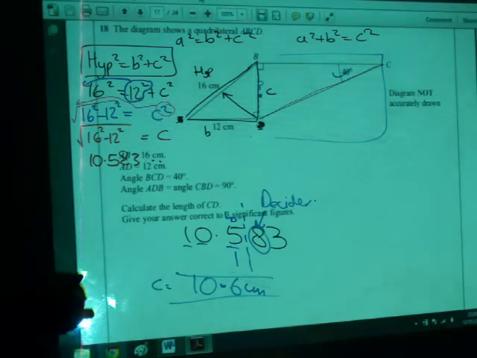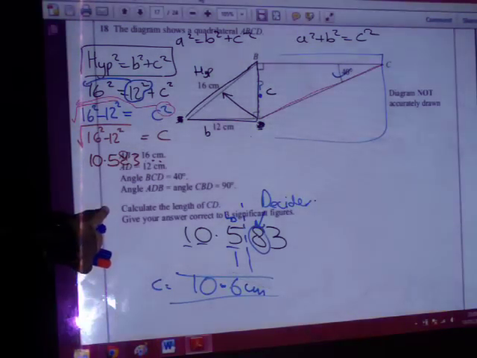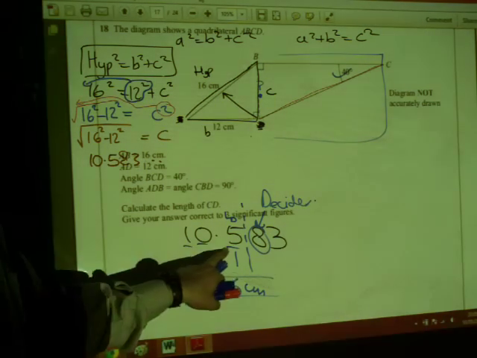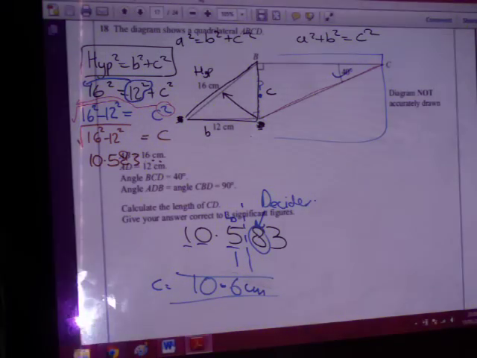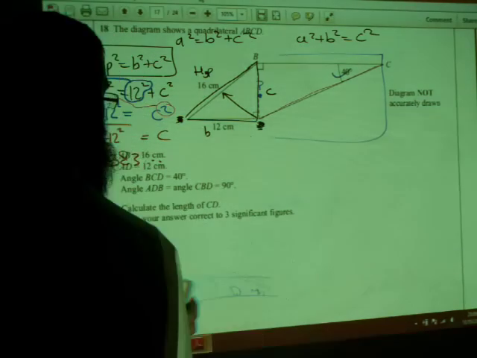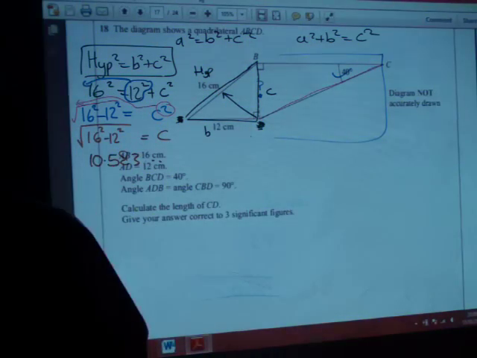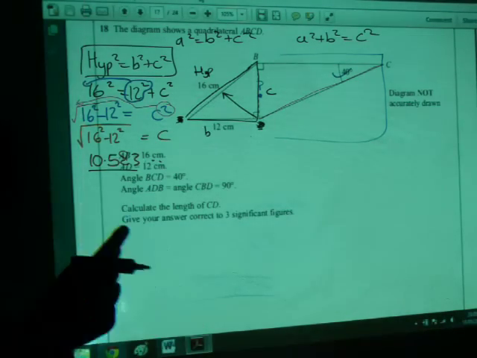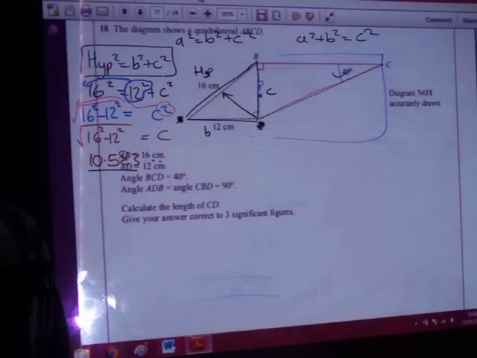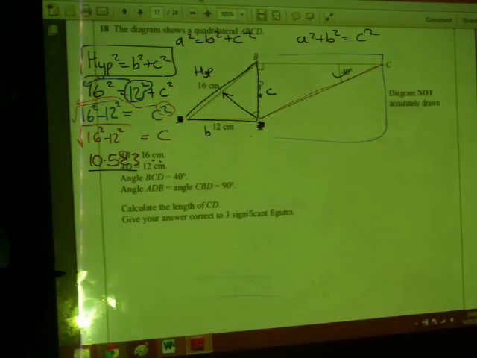Now at the moment, it goes to calculate the length of CD. I think what we've done here, we've rounded this value to 3 significant figures. That's not the answer yet. Okay, let's go back one step. 10.583 is just our first part calculation. We have to round off the last value by 3 significant figures.